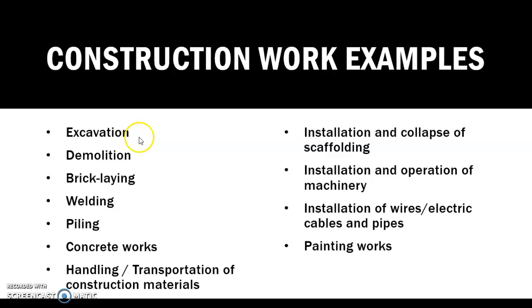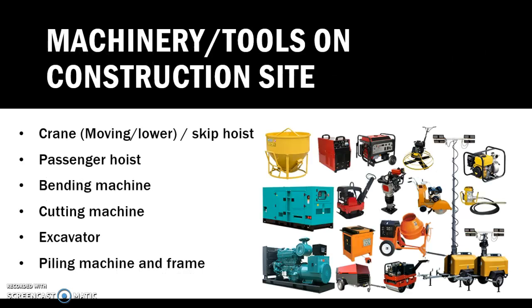And what are the examples? Excavation, demolition, bricklaying, welding, piling, concrete works. All these examples have their own hazards that have been identified. The hazards part will be covered in YouTube videos that I will give you. So what types of machinery or tools are commonly found on construction site? These are some examples: crane, hoist, bending machine, cutting machine, excavator, piling machine, and frame.